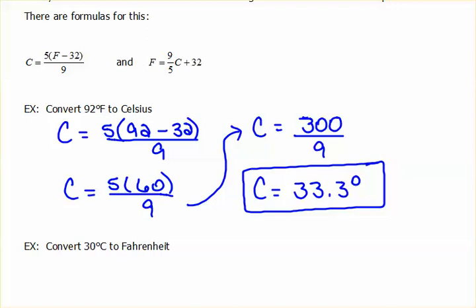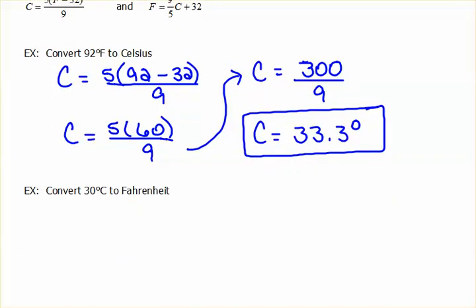Absolutely. All right, let's look at our very last example. And it says convert 30 degrees Celsius to Fahrenheit. So we're going to have to use our other formula because we're given Celsius and we want to change it over to Fahrenheit. So Fahrenheit will equal 9/5 times the Celsius temperature, which is 30, plus 32.